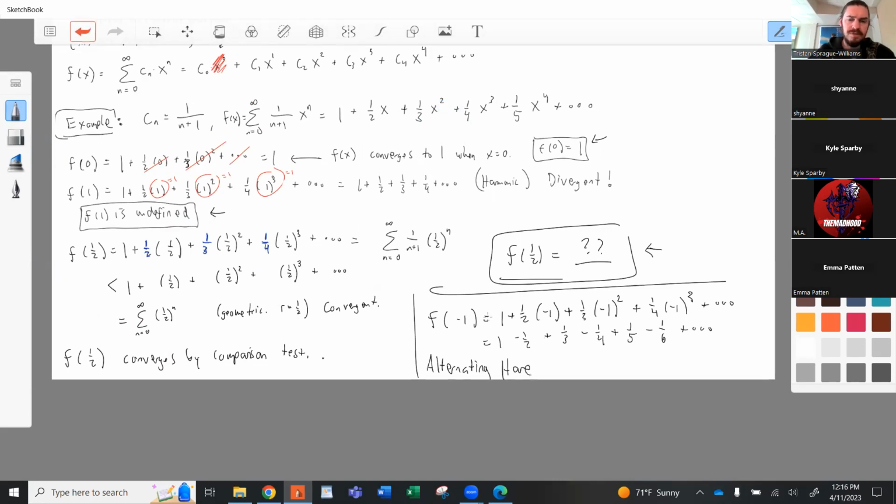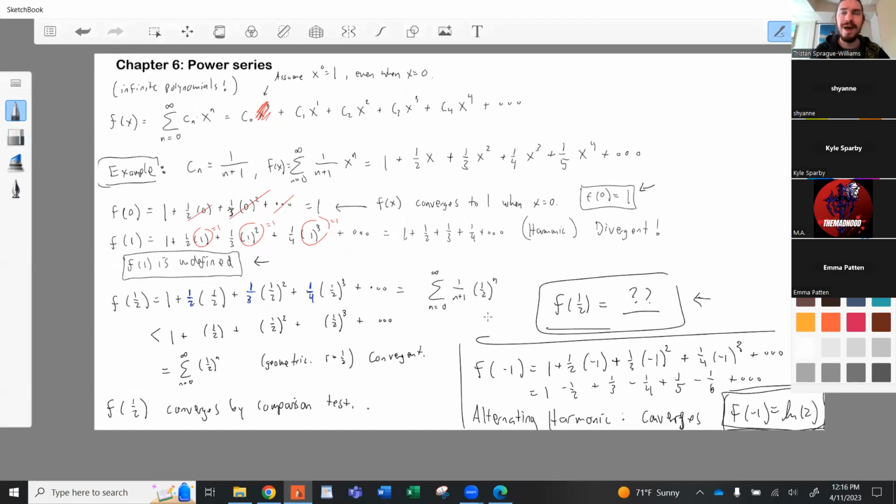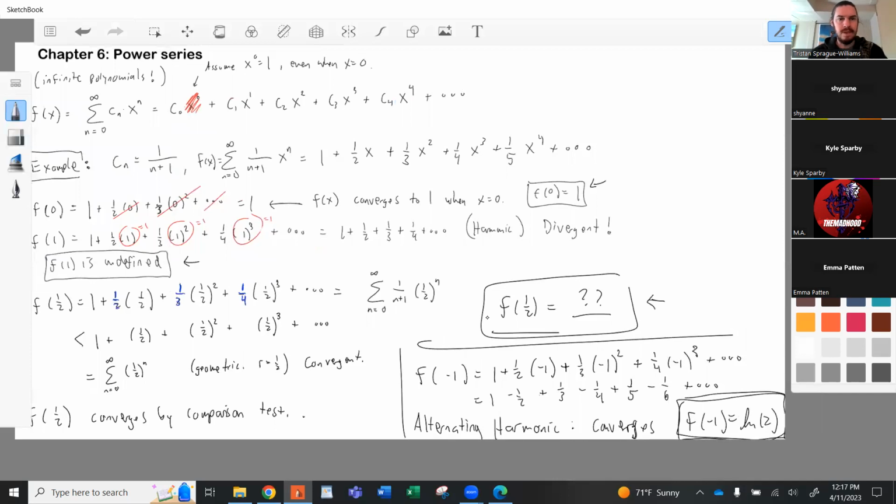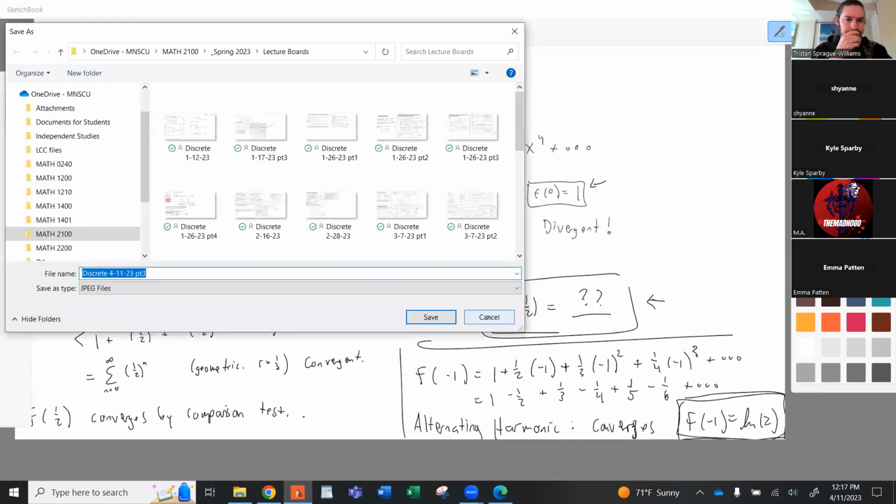It is conditionally convergent, but in the order that it's written here, we can say that it converges. And f of -1 equals the natural log of 2. Okay. So these are strange functions. These functions called power series have some input values where they converge and other input values where they diverge. We're going to explore that concept.